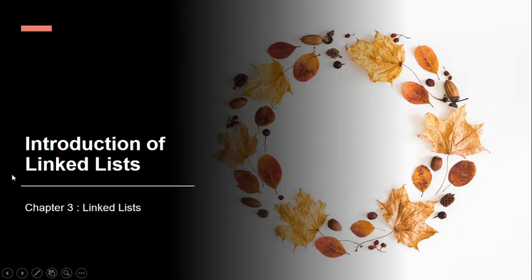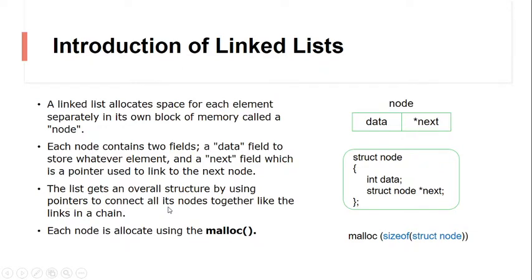For our topic today, introduction of linked lists, we'll be dealing with how to create the linked list. For the introduction, a linked list allocates space for each element separately on its own block of memory called a node. Each node contains two fields, right, in our diagram: a data field, and a pointer used to link to the next node. So we have two fields, the data and the next field.